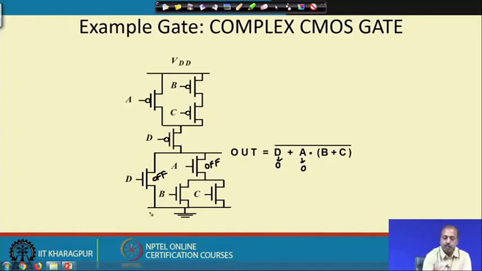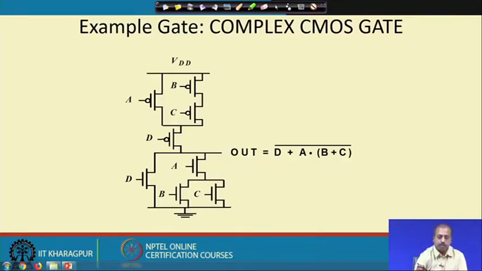Upper side, so this A is getting a 0. So, this transistor is on and D is 0. So, this transistor is also on. So, we have got a current flow path from VDD to the output. So, naturally you will get a high at the output point. So, this will give output equal to 1. So, in this way, using complex CMOS gates, we can realize combinational functions very easily.